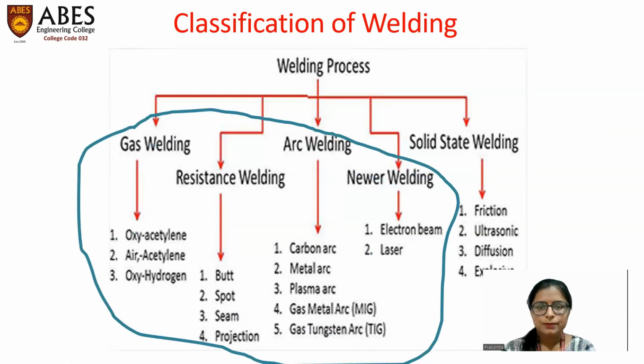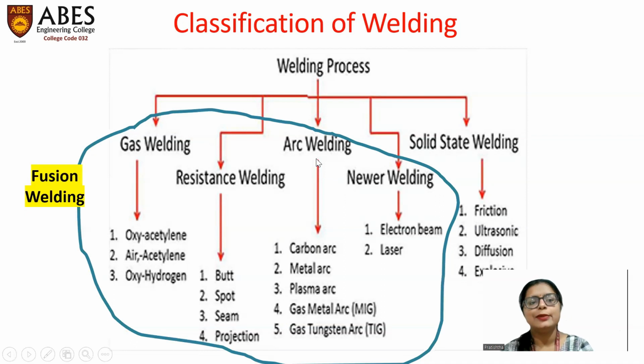Broadly, in all these four categories, gas welding, resistance welding, arc welding, and the newer or innovative welding processes, all processes have a temperature higher than the melting point of the base metal. So in all four cases, the melting of the base metal takes place. You can say these are all fusion welding processes. First the heating, then melting, then fusion, then solidification. That is how the welding or joining of the material takes place.